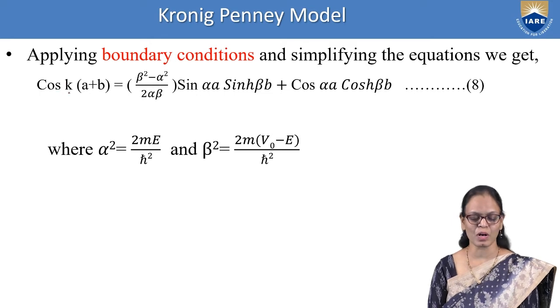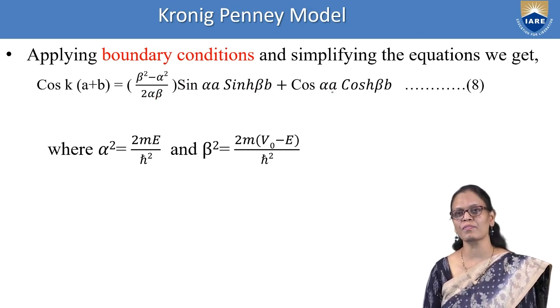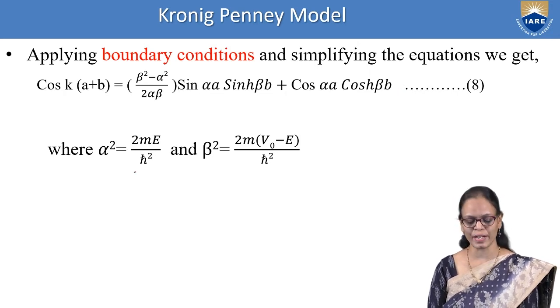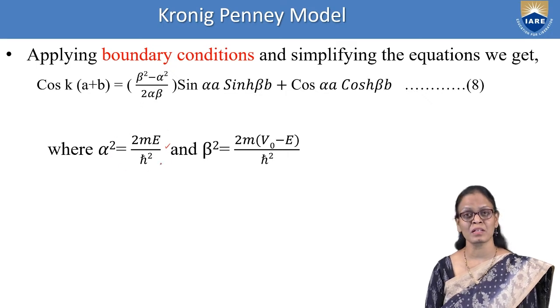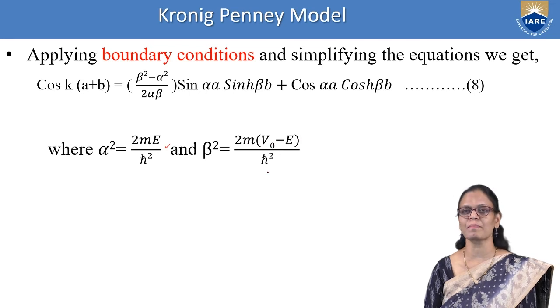What you get here is cos k of a plus b is equal to beta square minus alpha square by 2 alpha beta sin alpha a sinh beta b plus cos alpha a cosh beta b. What are the values of beta square and alpha square we have taken? We have mentioned here. Alpha square is 2me by h cross square and beta square is 2m into V naught minus E by h cross square.